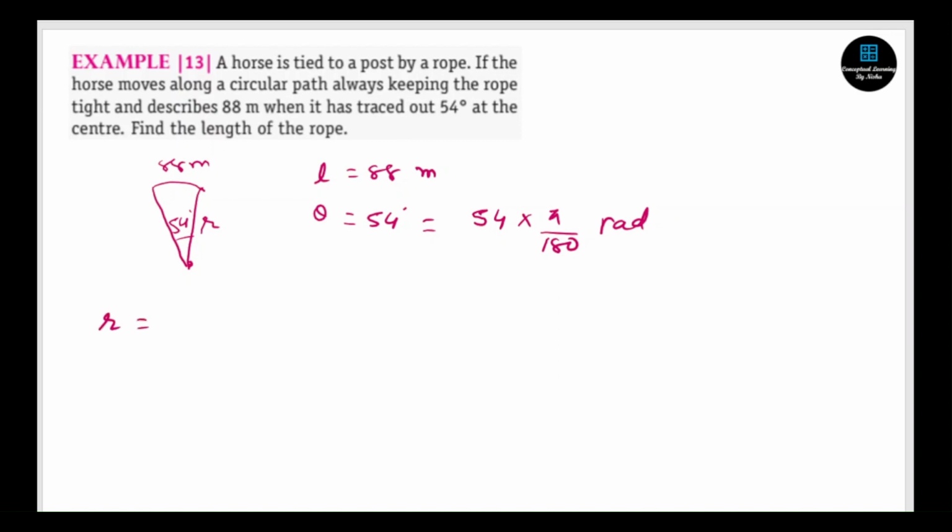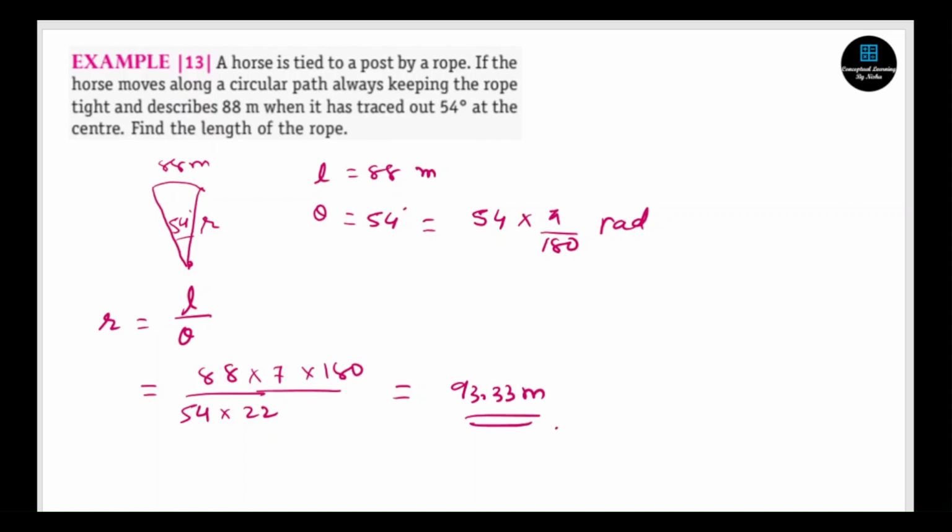So r equals L over theta. This gives me 88 over 54 pi over 180, with 22 over 7 for pi. So 7 I'll keep up, and 180 goes up. The result is 93.33 meters. So this is the length of the rope.